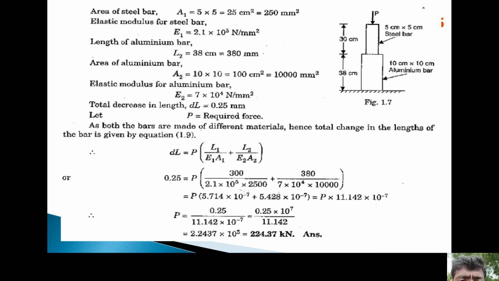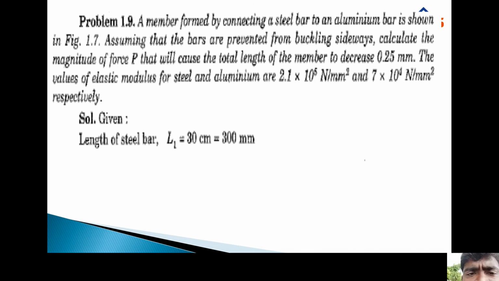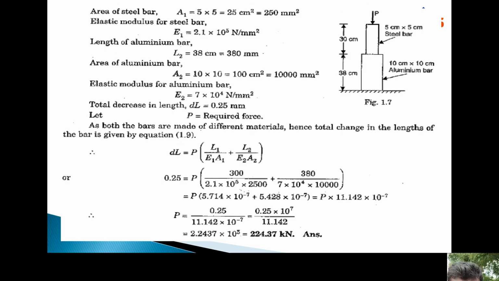Therefore, to calculate the P value, it is 224.37 kilonewtons. In this problem, the magnitude of force F is calculated, and the value is 224.37 kilonewtons.